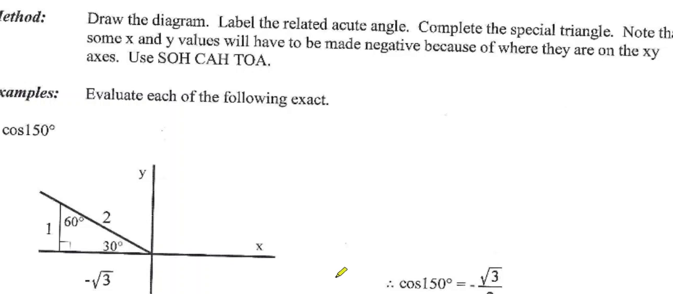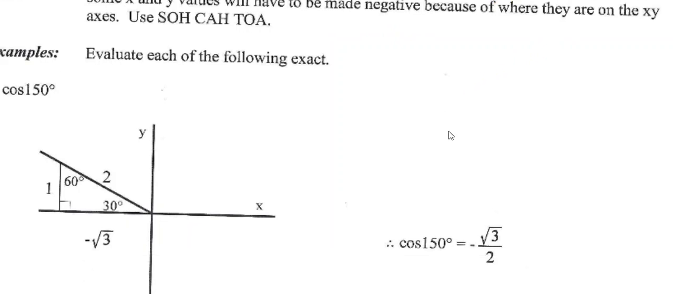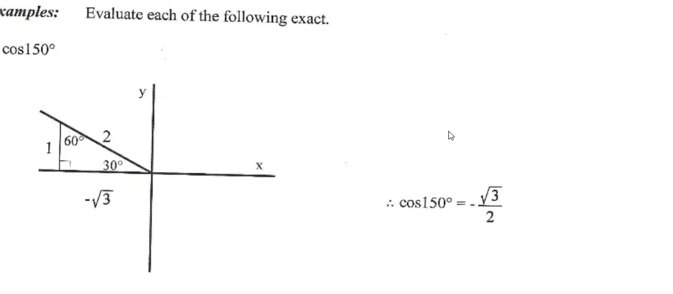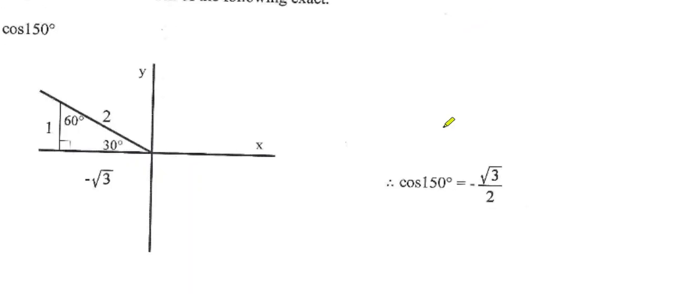Okay, so the questions on the back require you to draw diagrams and to figure out what the actual exact answer is. So you're going to draw the diagram, label the related acute angle, complete the special triangle, and realize that some of your x and y values may be negative depending on what quadrant the angle falls in. So be sure to take a look at that.